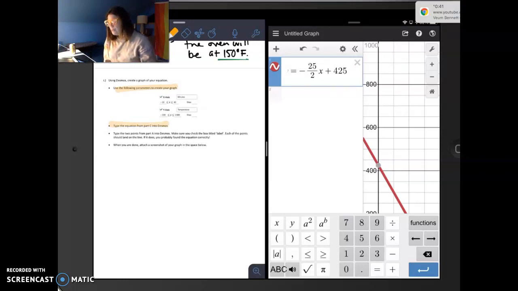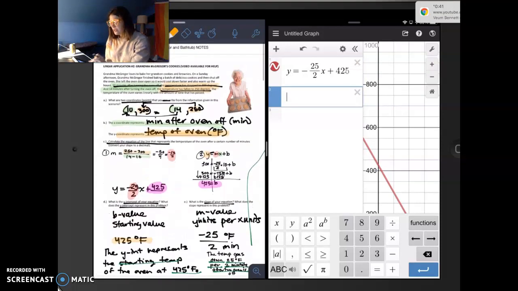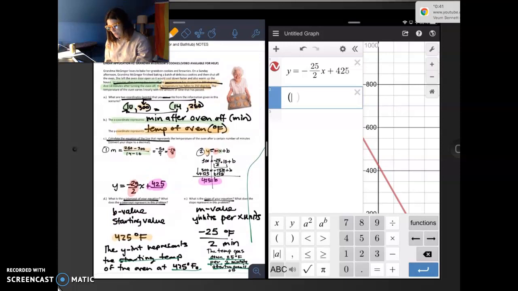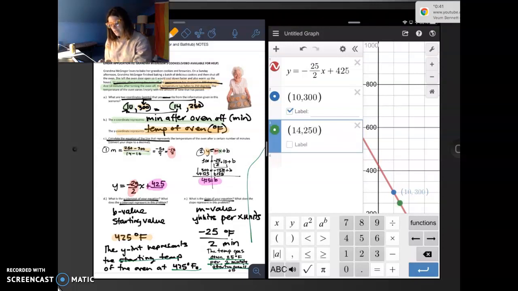Type the two points from part A into the equation. So the two points were 10, 300. There's my Minnesotan accent coming out. And we're going to do 14, 250. And I'm going to press the check mark there. So you can see that those two points showed up in my Desmos.